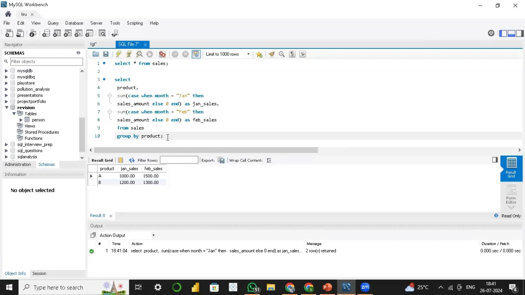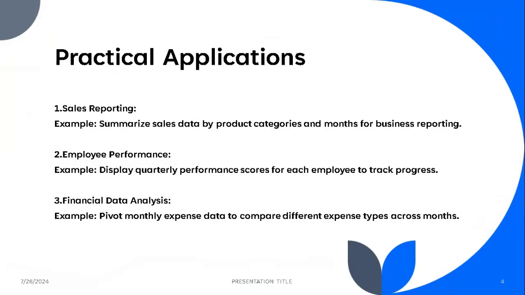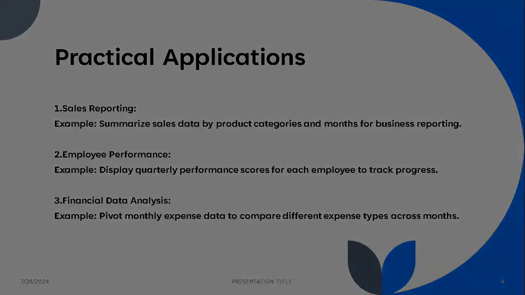So yeah, we got our results. These are some real world use cases of pivoting the data. Let's say you are an analyst at a retail store. You want to generate a report showing sales for each product across various months. By pivoting your sales data, you can quickly identify trends such as which products are seasonal or which months generate the most revenue, like that.